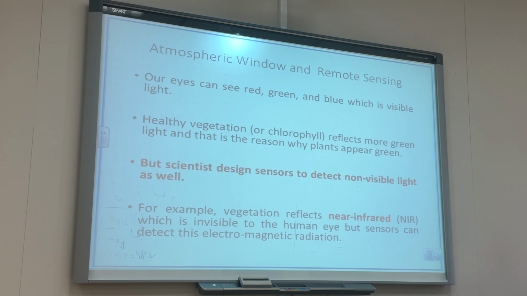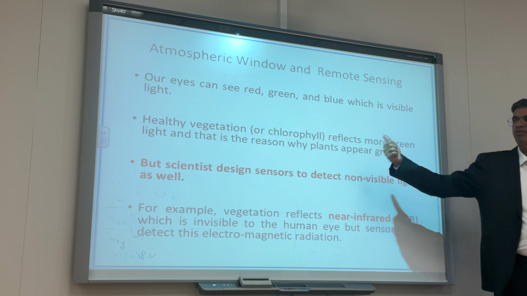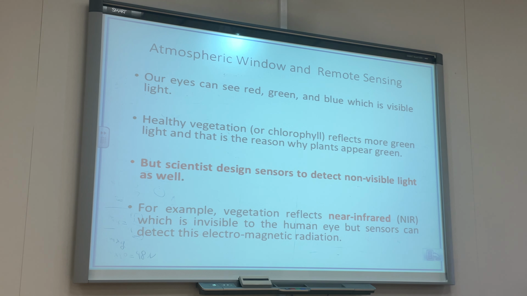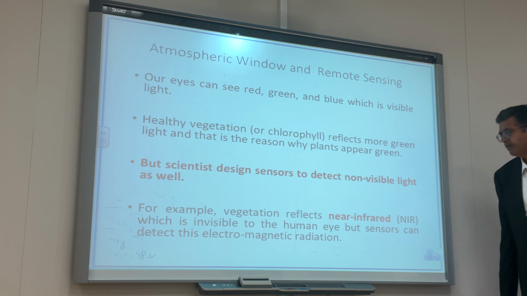Now, what are the sensors in our body with which we can see? Eyes are our sensor, and our eyes are designed only to see the visible part of the electromagnetic radiation. We do not see the radiations beyond the visible part. We cannot see ultraviolet, we cannot see infrared or microwaves or radio. Okay? But the scientists can design sensors to detect non-visible light as well. So as I told you, there can be a sensor to detect ultraviolet, there can be a sensor to detect infrared, there can be a sensor to detect microwave, and so on.